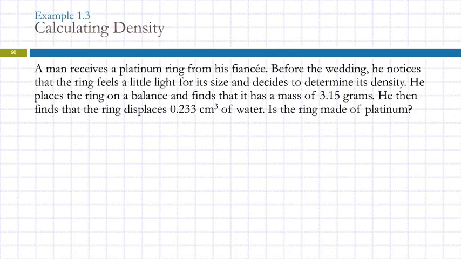So we're asked to calculate, well, we're not asked to calculate the density. We're asked to figure out, is the ring made of platinum? Well, what numbers are we given in here? We're given 3.15 grams, and we're given 0.233 cubic centimeters.